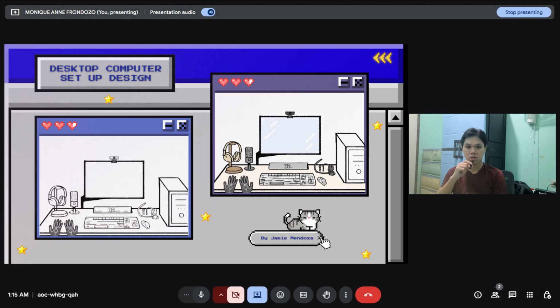Next, we have the storage. The storage can be of 2 types, which are the HDD or SSD. HDD, meaning hard disk drive, is a magnetic disk that spins to store data, while the SSD, which is the solid-state drive, uses flash memory chips to store data.